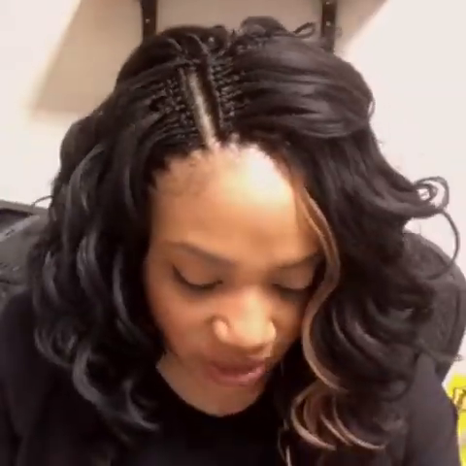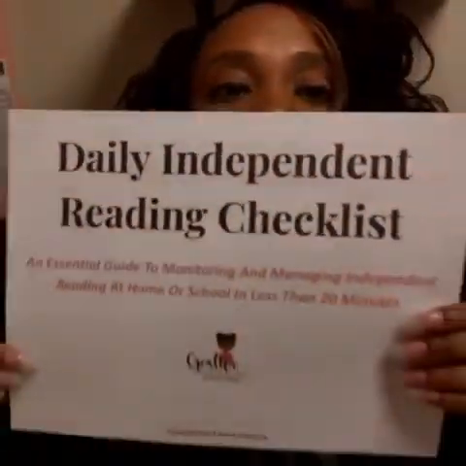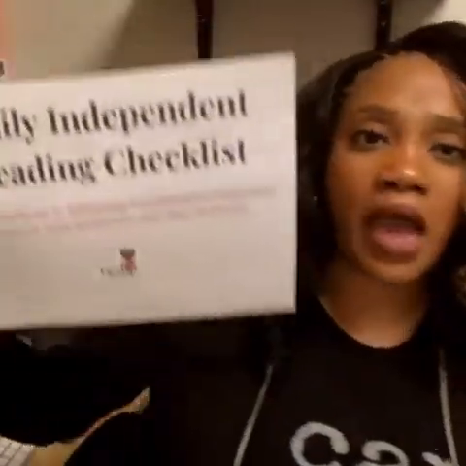All right, so I have levels A through E. I also have levels K through N, and on each sheet there's 4 task cards, so there's about a total of 20 prompts. Okay, what I'm going to do is show you how to use the daily independent reading checklist.